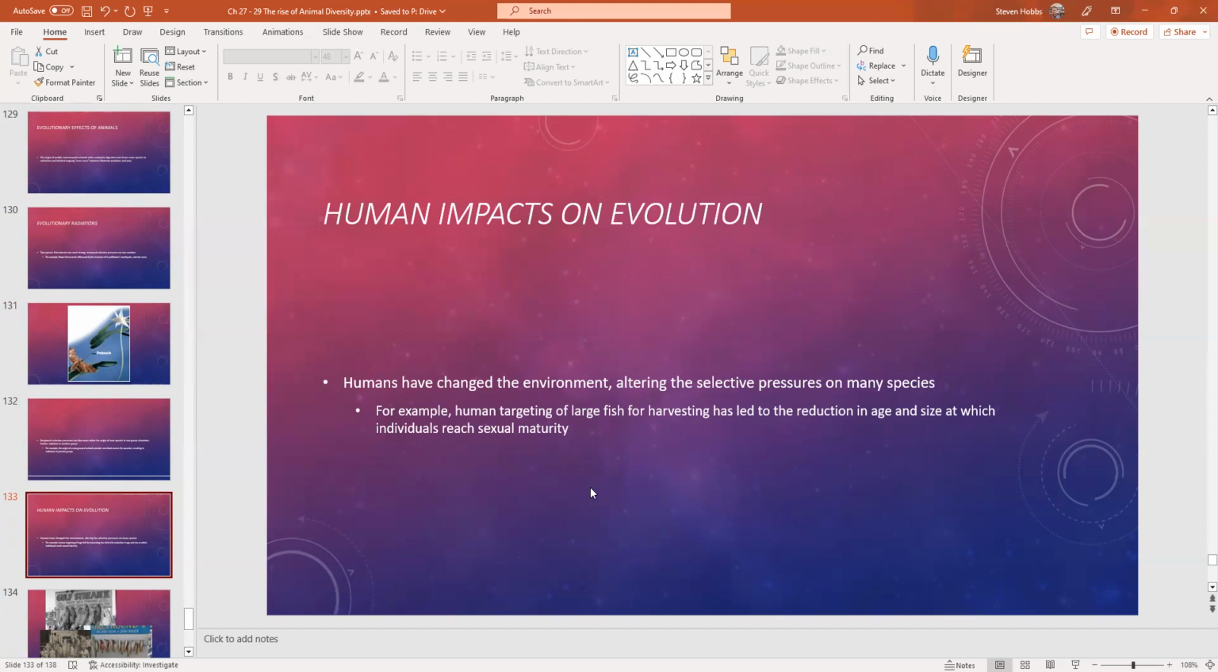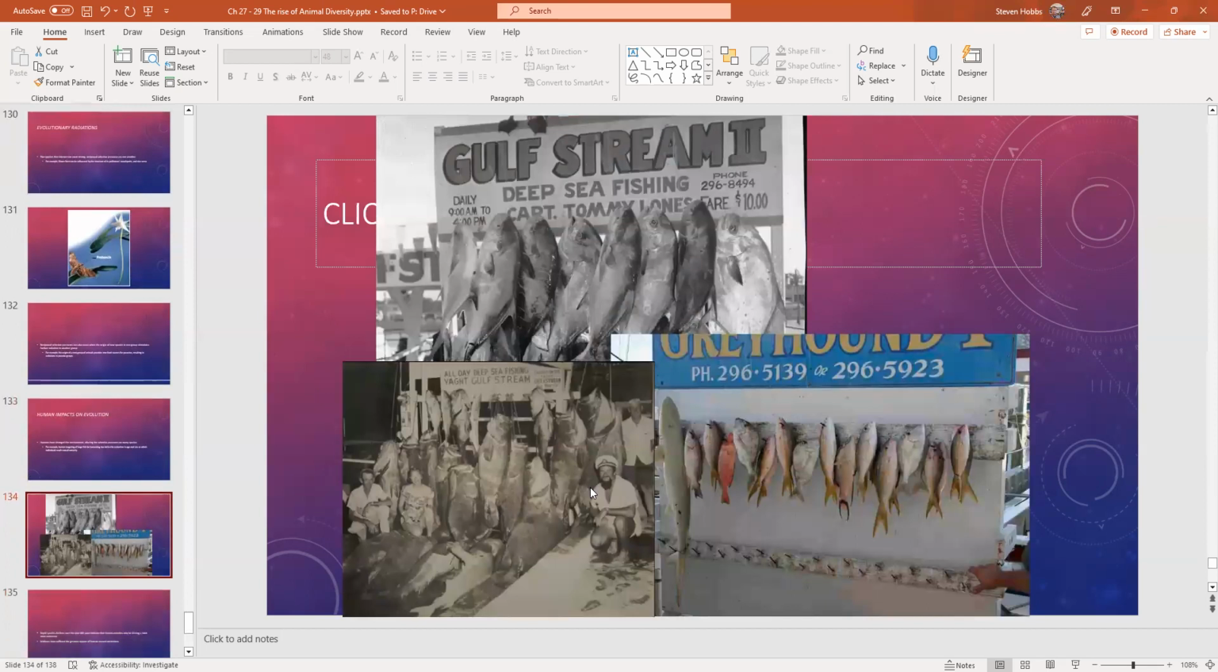Humans targeting very large amounts of fish, I call that overexploitation, has led to a reduction in the age and the size at which the individuals reach sexual maturity. For example, way back, they were able to catch huge fish, very large amounts of them. These were old fish. Then we got to a point where they were slightly smaller. They were reaching sexual maturity way before they reached this size. And now we get to a point where there are very few left at all. And these are prize-winning fish.